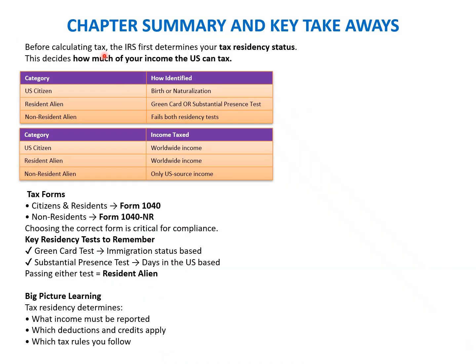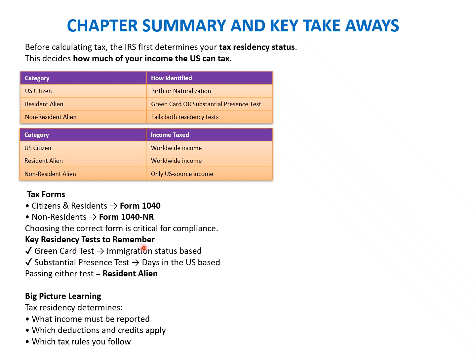Okay, so what we have learned in this chapter. Before calculating the tax, the IRS first determines the residency status, and this decides how much of your income the US can tax. For US citizen, it is birth or naturalization. Resident alien is green card or the substantial presence test, and non-resident alien is one who fails both the tests. So we have US citizen, income tax is worldwide income; resident alien, worldwide income; non-resident alien, only US source. Tax form for citizen and resident is 1040, non-resident is 1040 NR. Choosing the correct form is critical for compliance.